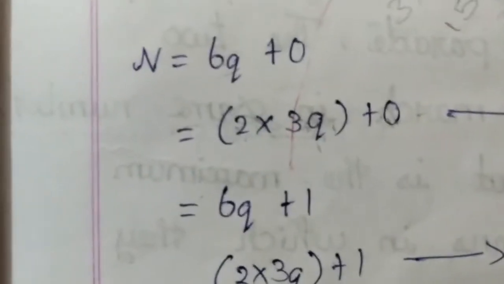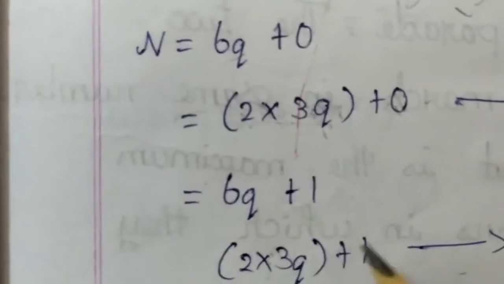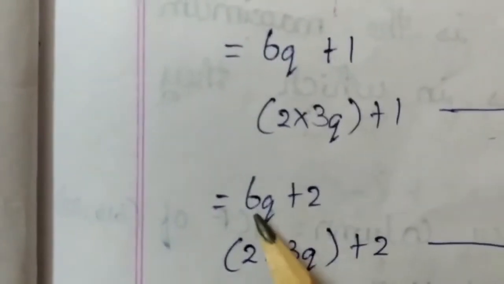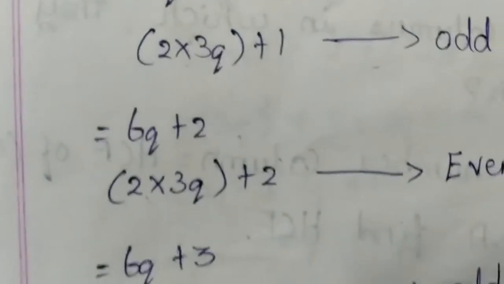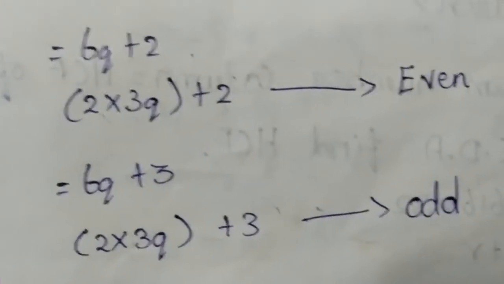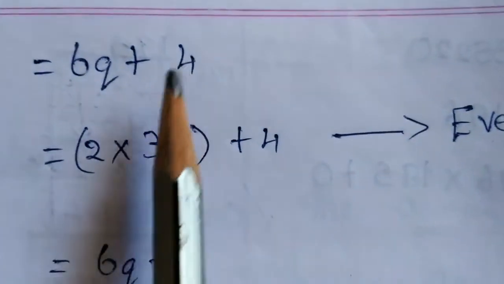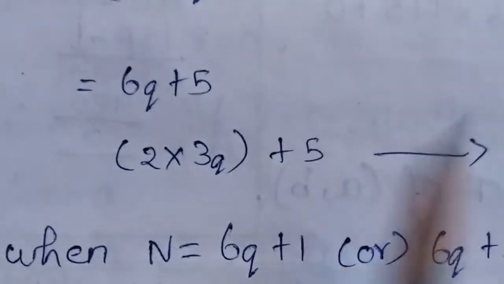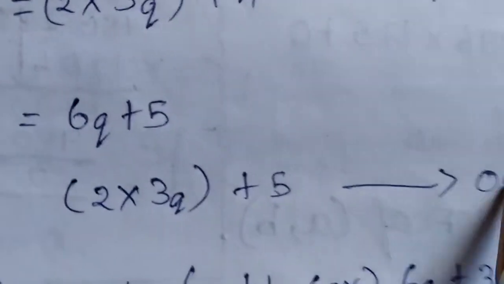Next, you see here, 6q is an even number, and an even plus an odd number will give an odd number. Next one, 6q plus 2, this is an even number, even plus even gives even. Next, even plus odd gives odd. 6q plus 4, even plus even always gives even. Next, 6q plus 5. This is even plus odd, which will give odd.